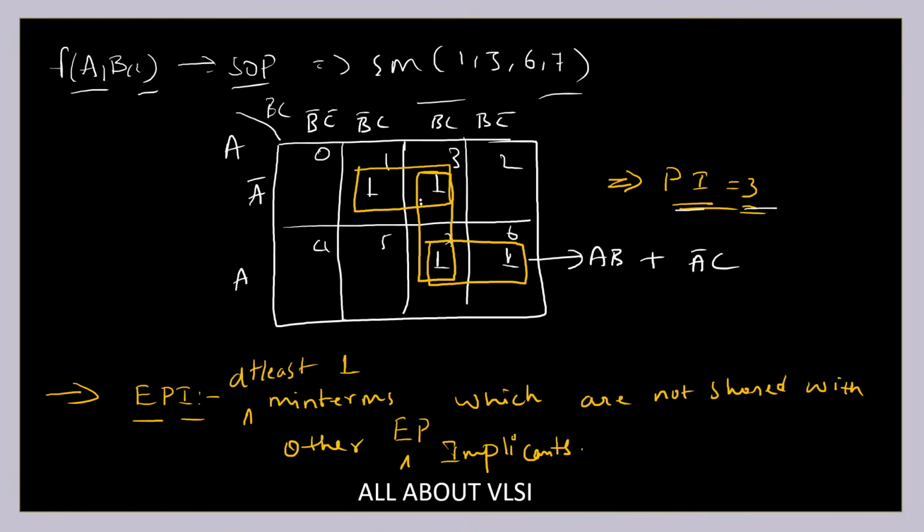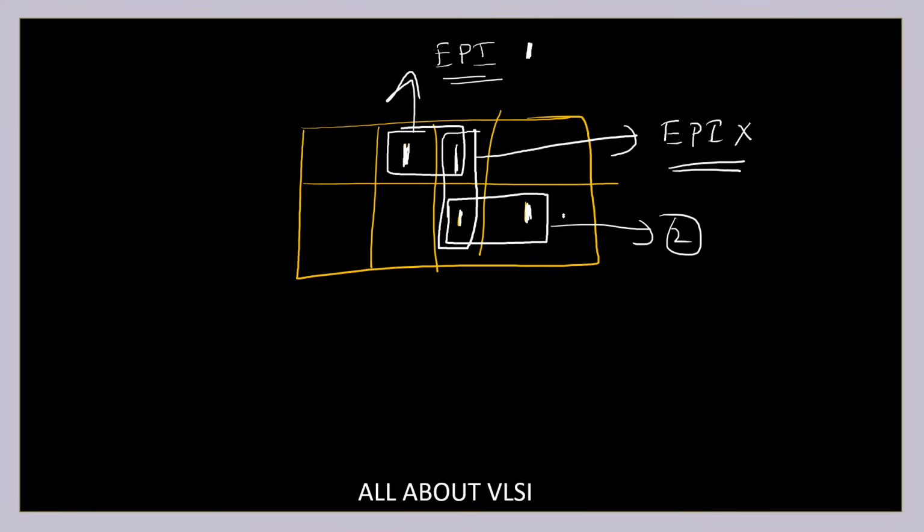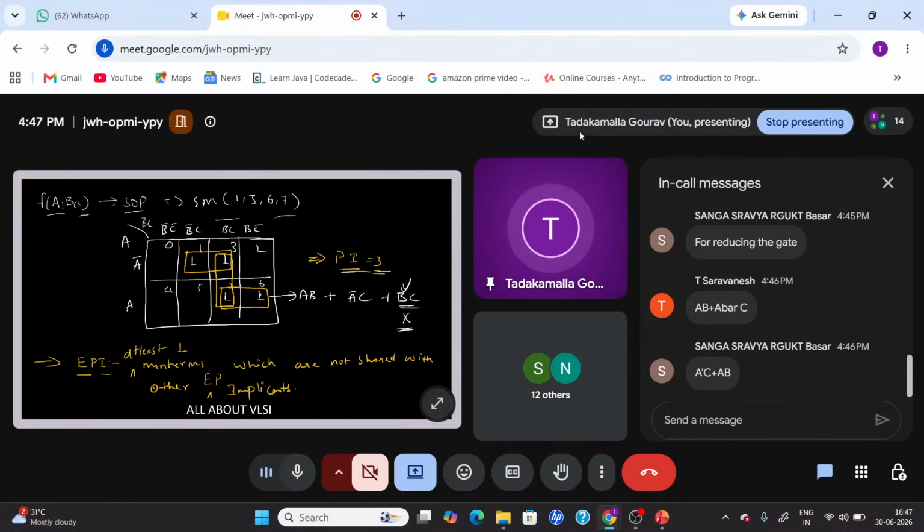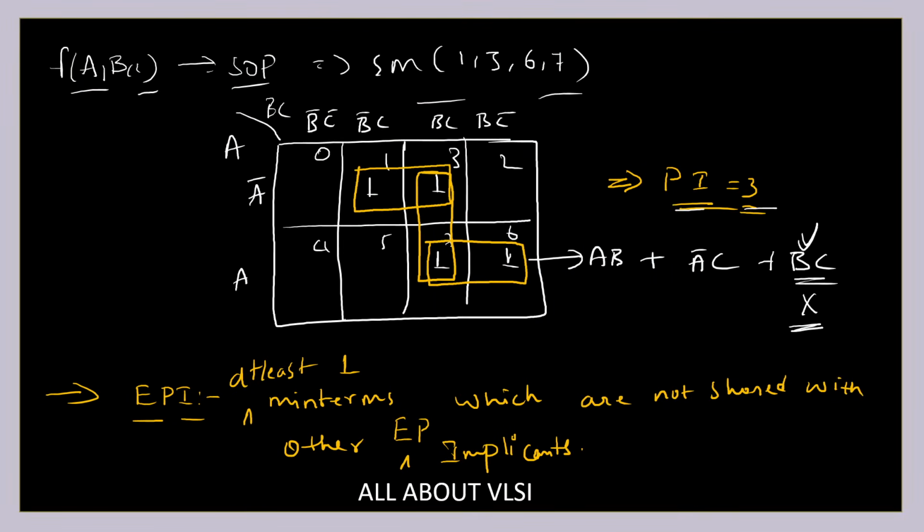Can't we take this vertical grouping which is present over here, which is nothing but BC? Can I take plus BC also? No, I'm not going to take it because it is not necessary. These two minterms are already grouped, and this is not an EPI. You can remember it like this: if it is an EPI, then only it is going to appear in your final solution. If it is not an EPI, it is not going to appear in your final solution.